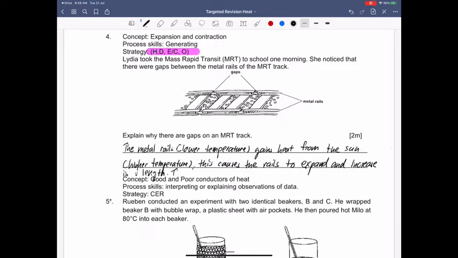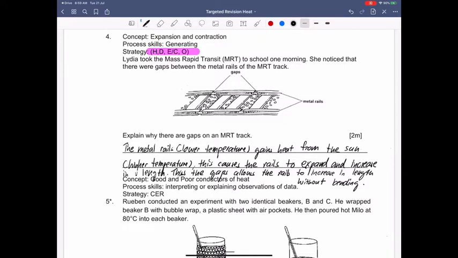Thus, remember the question is asking why there are gaps. So thus the gaps allow the rails to increase in length without buckling or bending.